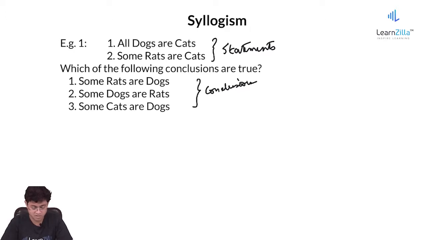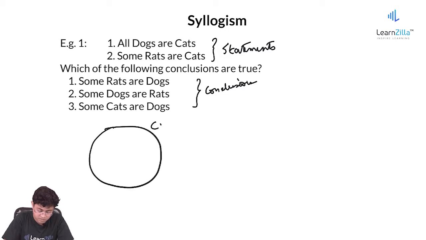Let's see this one. So we have been told all dogs are cats. So we'll start with the basic diagram. Since all dogs are cats, so cat is the superset. So I'll draw this first. Cats. And then I'll draw subset dogs. Okay. So all dogs are cats. Outside there might be some cats which are not actually dogs.